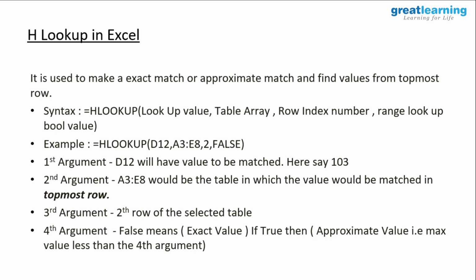Now the 4th argument would again be a boolean argument, true or false, depending on exact or approximate value. If it is false, it will search for the exact value. If it is true, it will search for the approximate value. Everything is the same in Hlookup. The difference is just that it checks the topmost row and gives you the value according to the row number which you have specified. That's it. Let's see this in Excel.